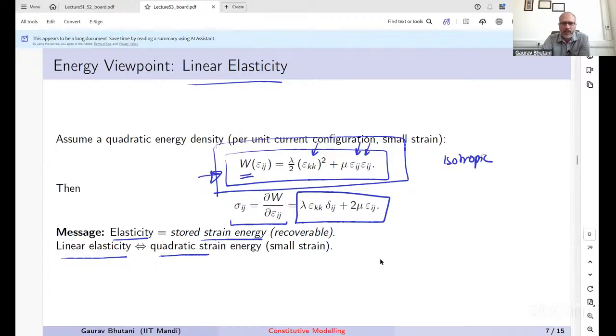So this is demonstrating that you can work with just one scalar potential energy function rather than trying to remember the constitutive model for that situation.